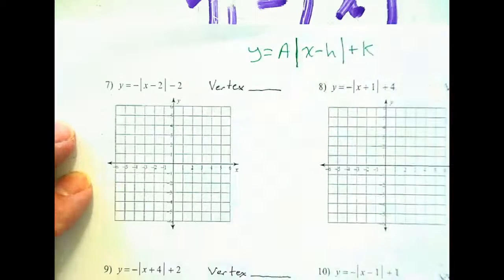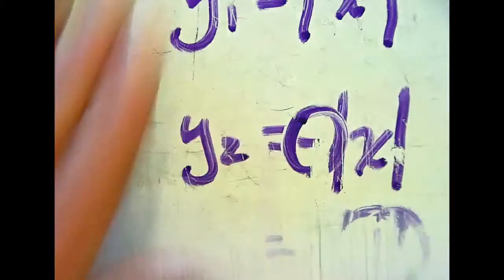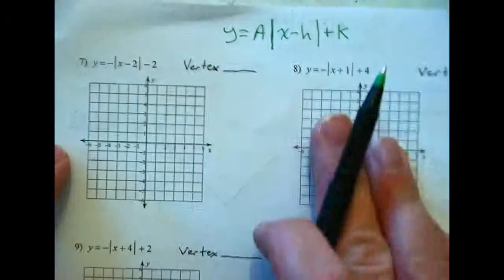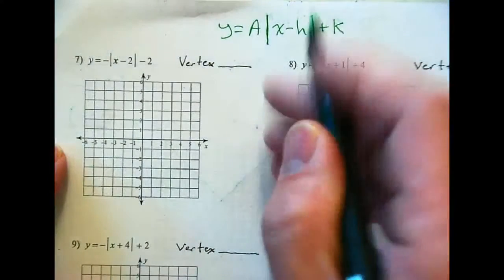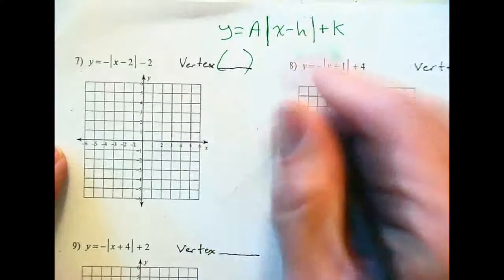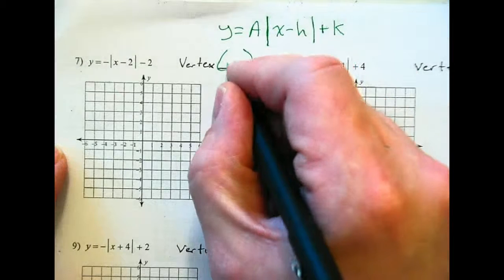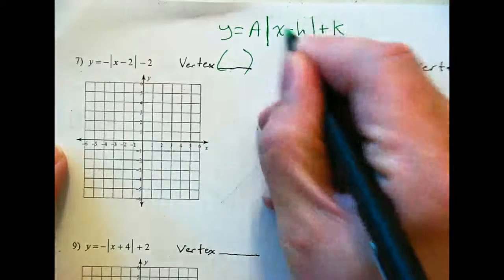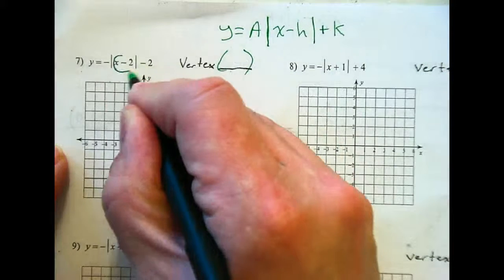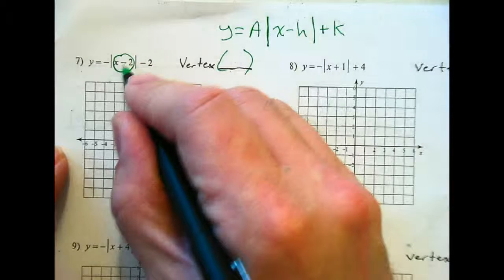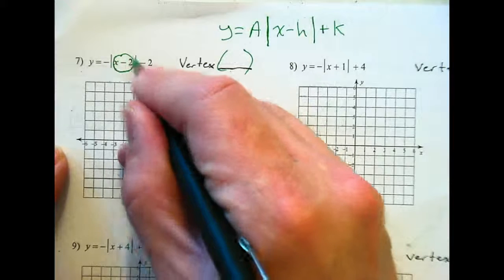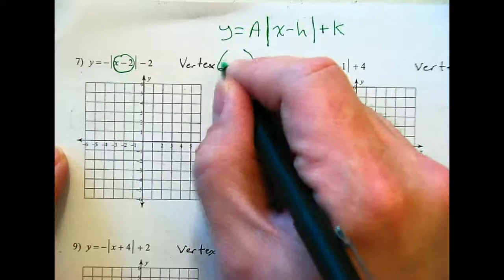This h term right here, let me get rid of this stuff so it's not distracting us. Okay, this h term, that's when we're dealing with our vertex, that's the x value of our vertex. So whatever we have here, in this case we have that -2. Well, remember, it's the opposite of that, or whatever makes that 0. So if that's -2, we'd actually see +2 right there.